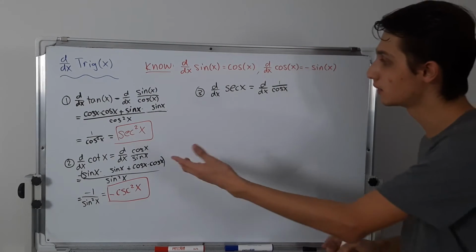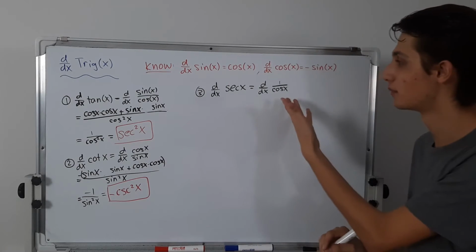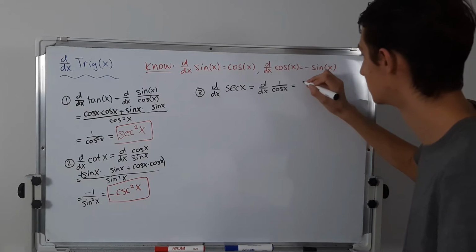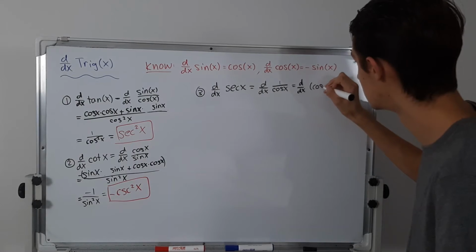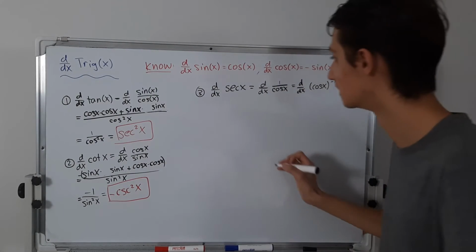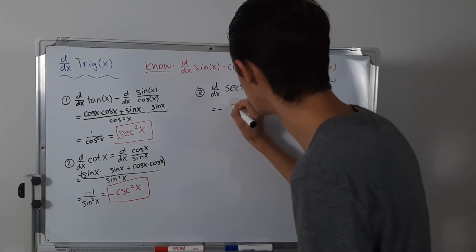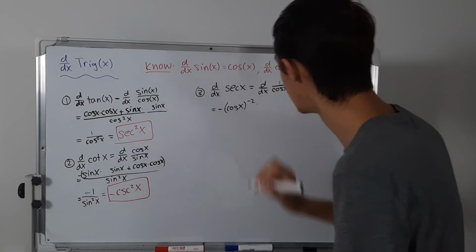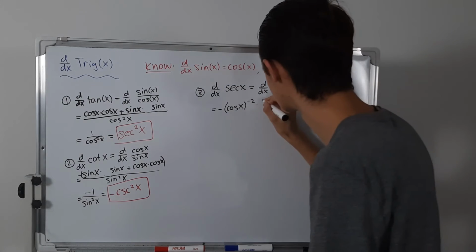So secant is just 1 over cosine, so 1 over cosine of x. Here we have an option. We could do quotient rule, but why would you do quotient rule whenever you have a 1 on the top? Really we can just say this is cosine of x to the -1 power, and then use the chain rule. Super easy, right? So when we apply the chain rule, we're just going to have a negative out front, negative cosine of x to the -2 times the derivative of the inside, which is just negative sine of x.